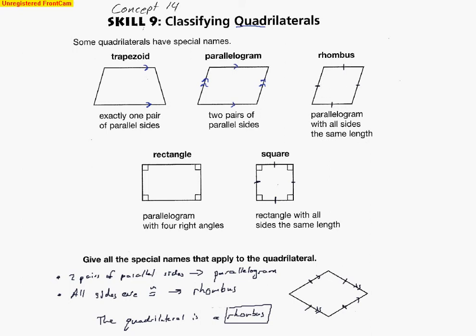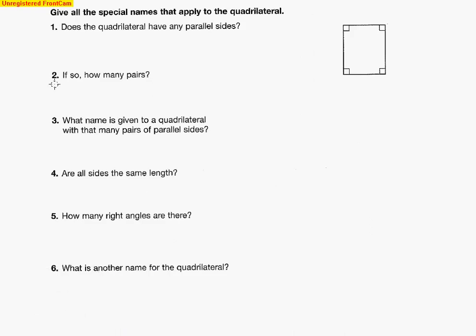So let's take a look at another example here. Does the quadrilateral have any parallel sides? That's what we're looking for first. So first of all, look at the quadrilateral and ask, does it have parallel sides? And we would say yes, it does. These two sides are parallel, and these two sides are parallel. Then they're asking how many. Well, we have two. What that does is eliminate the trapezoid. We know it's not going to be a trapezoid because a trapezoid only has one set of parallel sides.